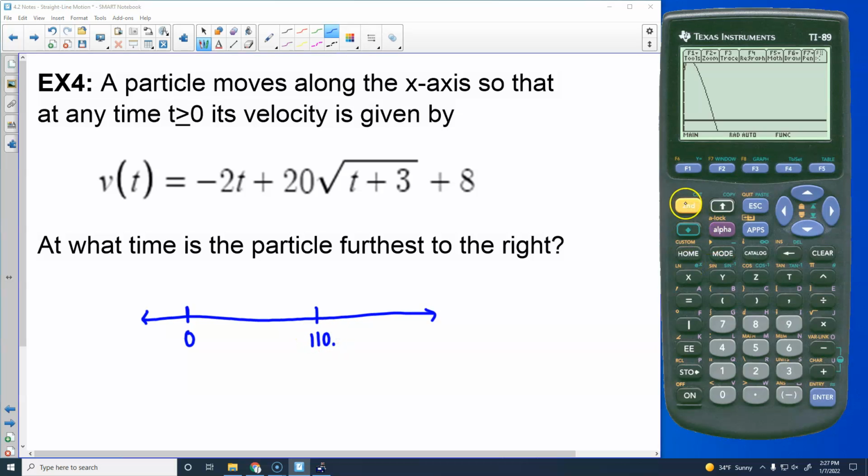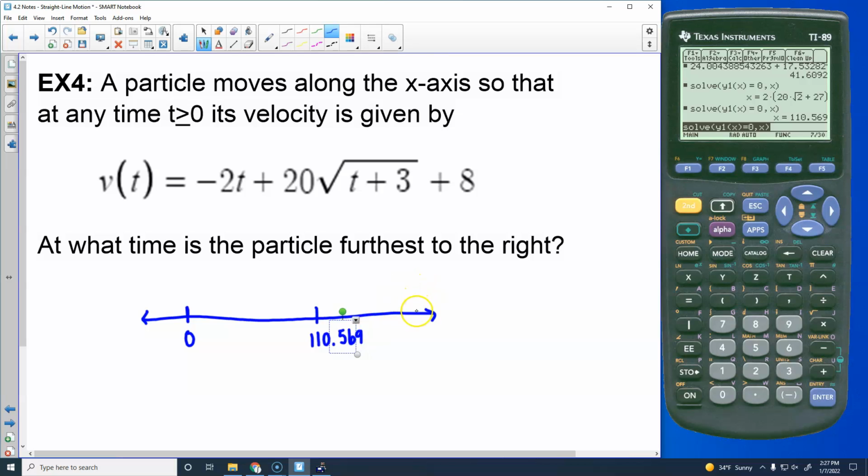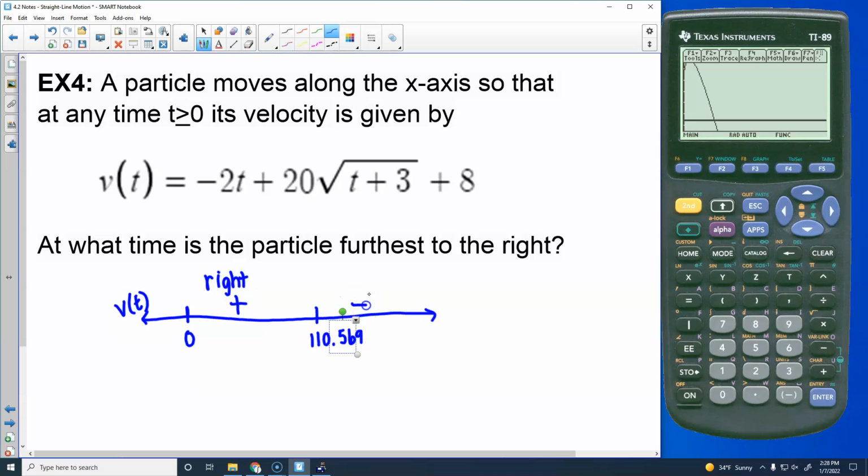So let's see, what was this number? At what time? 5, 6, 9. All right. So for our velocity, from 0 until we get to 110.569, we have a positive, which tells us our particle goes to the right. Oh, so the 0, right there at 0, is the farthest to the right. Correct. Right when our velocity hits 0.